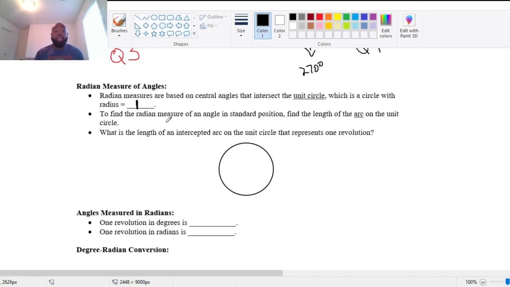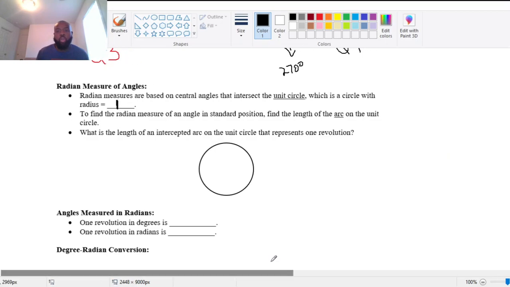To find the radian measure of an angle in standard position, we find the length of the arc on the unit circle. So let's talk about what an arc of a circle is. An arc of a circle is just a piece of a circle, right? So if I have an angle in central position, I'm going to say central here instead of standard. It doesn't have to necessarily be in standard position, but it needs to be in central position. So it needs to be a central angle, all right?